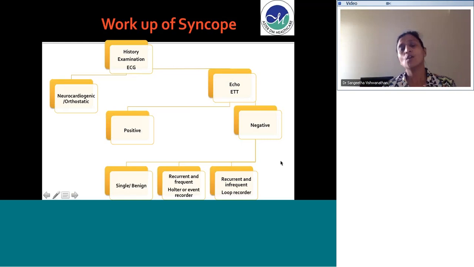So this is a broad flow chart of how you can work up a patient with syncope. But a point to note is that the majority of patients will not need any of this. Most of them will fall into this category. At the most, they may fall into this category. Okay, so it is a small subset of patients who need further monitoring and long-term loop recorders.